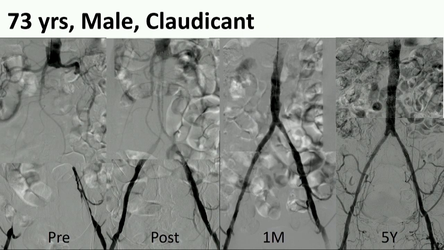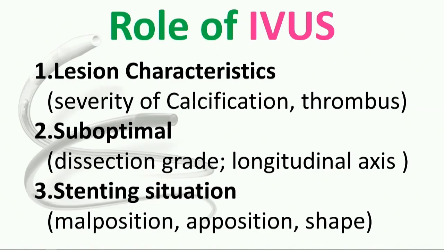The initial result was an undilated self-expandable stent placement. However, gradually, 1 month later, the self-expandable stent had dilated, making a big aorta like this after 1 month. Five years later, good patency was observed like this. So in the vascular field, especially for aortic occlusion, the role of IVUS is very crucial, I think.